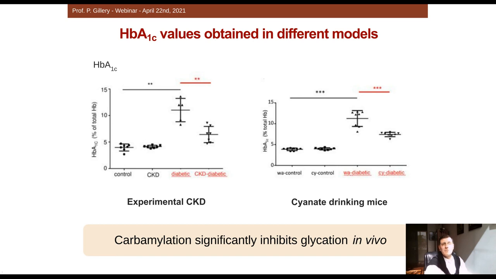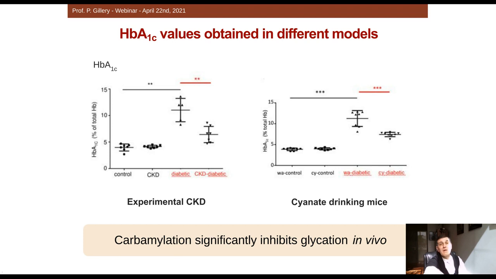Here are the results. We can just look at the left panel. HbA1c was measured in control mice and CKD mice. HbA1c values were identical, about 5%. In diabetic mice, HbA1c was much higher. All these results were expected.